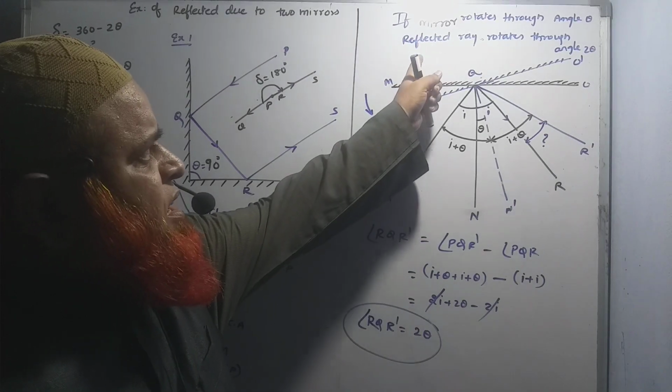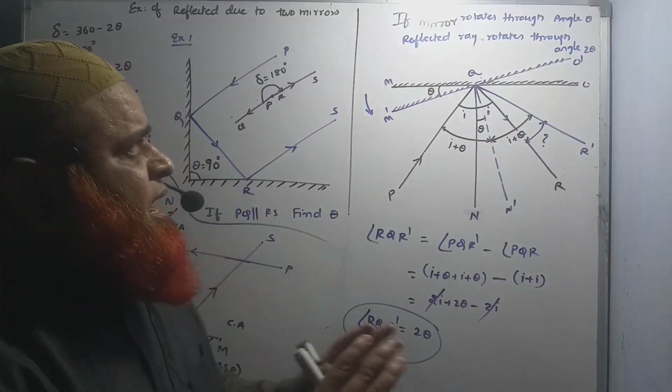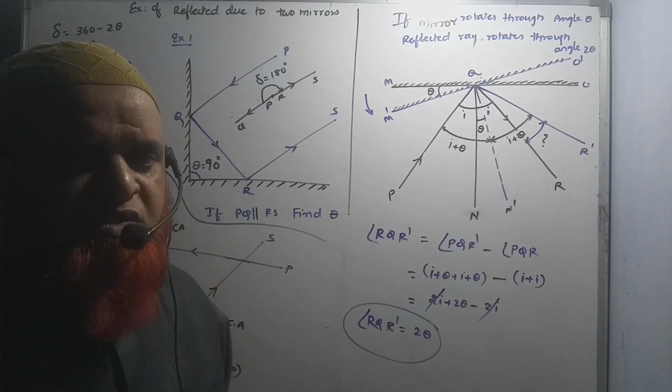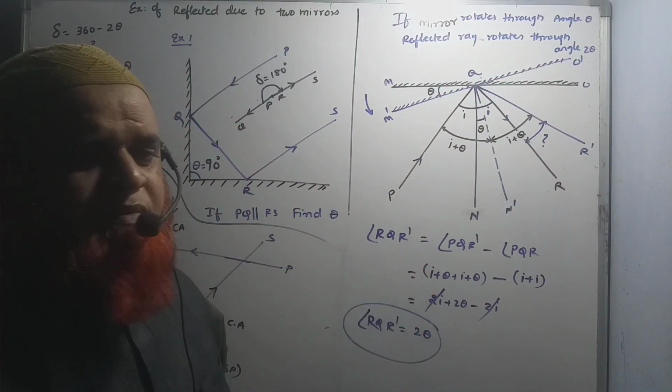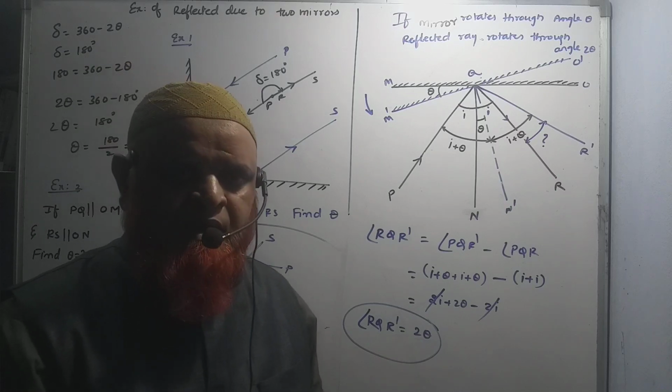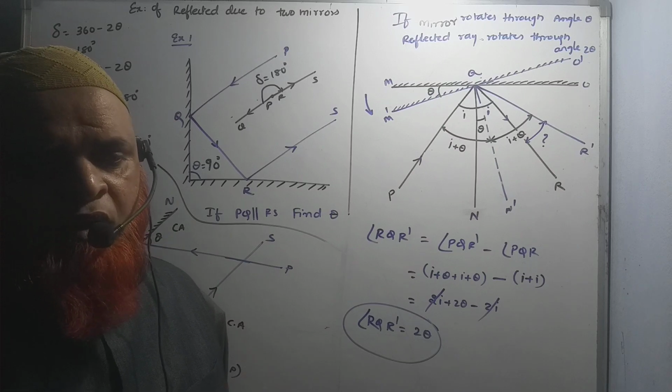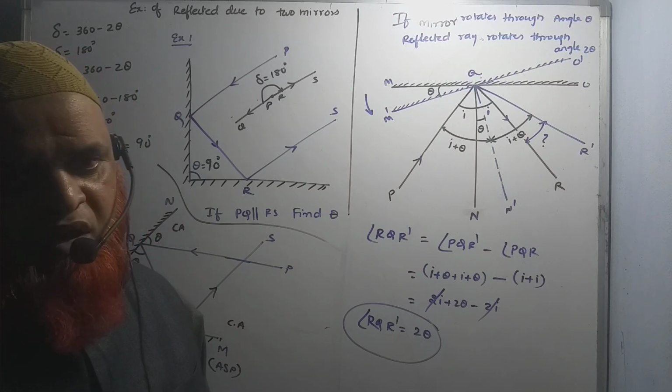What I am going to write here: if the mirror rotates through an angle theta, the reflected ray rotates through an angle 2 theta. So I have proved this simply by using the concepts of geometry. Hope you understand nicely. Otherwise, you can repeat the video once again and see. It's very simple to understand.